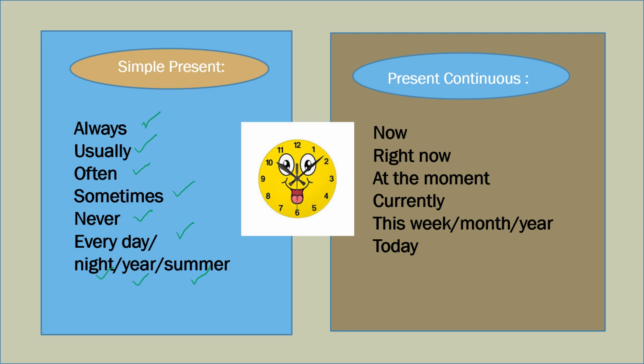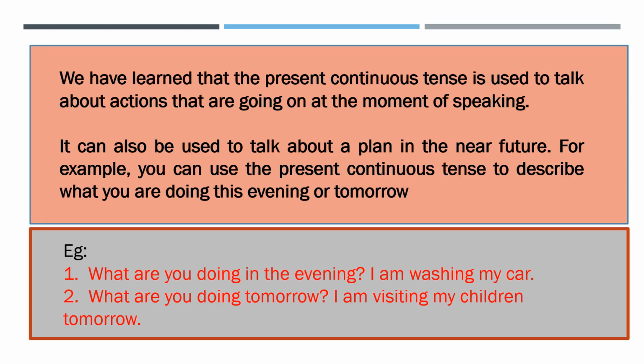Okay, those are the adverbs of time that are used with simple present tense. For present continuous tense, we normally have now, right now, at the moment, currently, this week, this month, this year, and also today. So these are some of the clues or keywords that will determine whether we want to use simple present tense or present continuous tense. Okay, let us look at the next one.